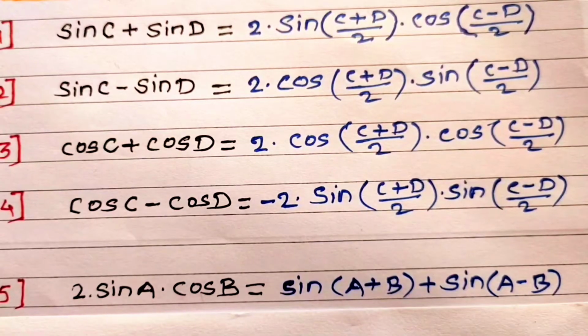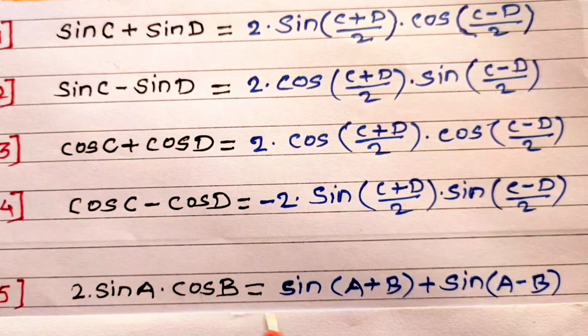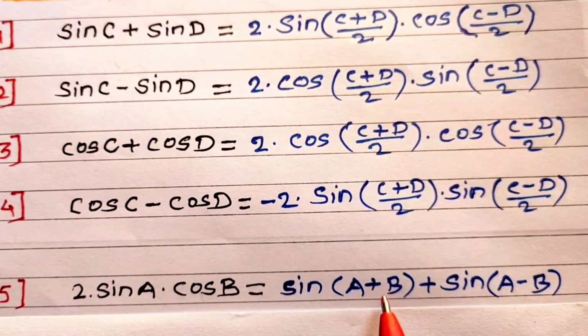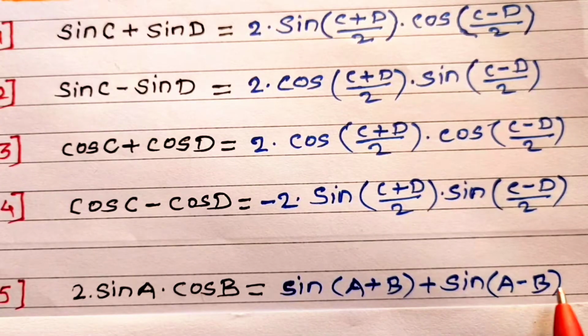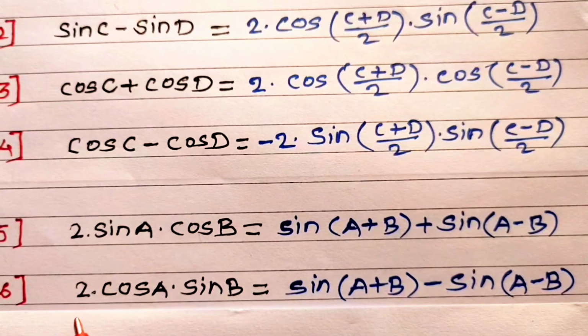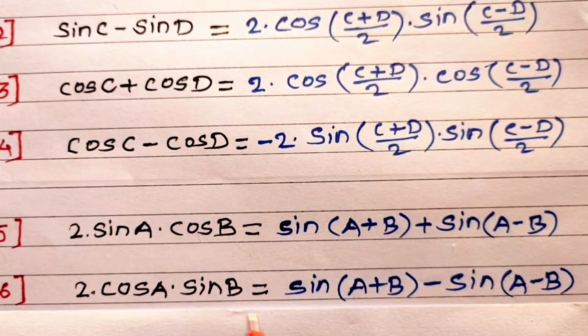Now formula number 5, 2 times sin A into cos B is equal to sin of (A plus B) plus sin of (A minus B). Formula number 6, 2 times cos A into sin B, which is equal to sin of (A plus B) minus sin of (A minus B).